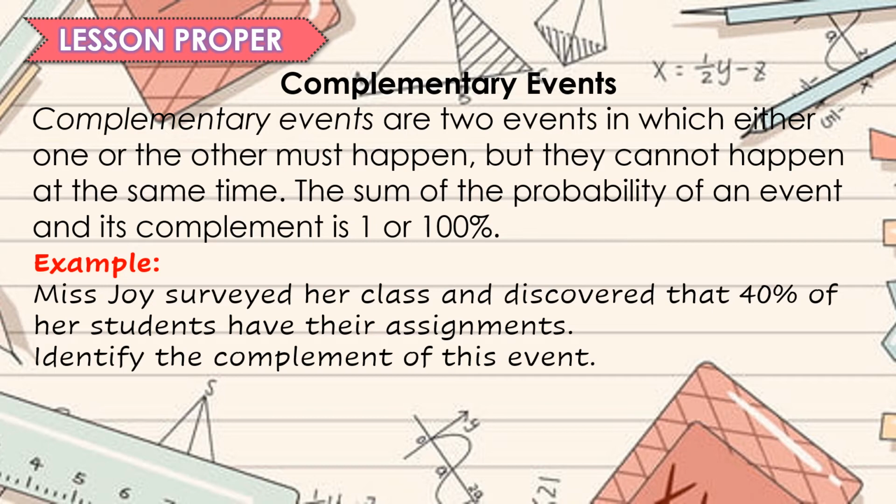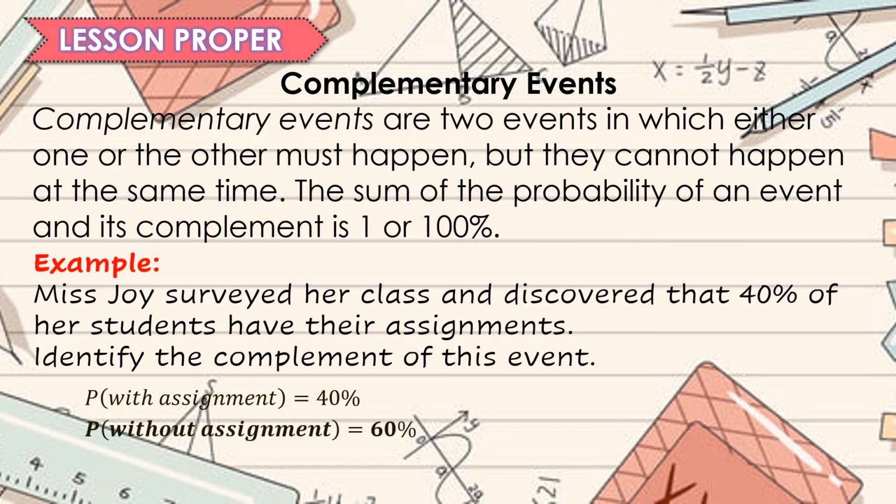or 0% to 100%. For example, Miss Joy surveyed her class and discovered that 40% of her students have their assignments. Identify the complement of this event. So the probability of her students with assignment is 40%. And it says here that the sum of the probability of an event and its complement is 1 or 100%. So to make it 100%, the complement is 60%, or the probability of a student without assignment is 60%. So this is the complementary event, or the complement of the probability of her students with assignments.